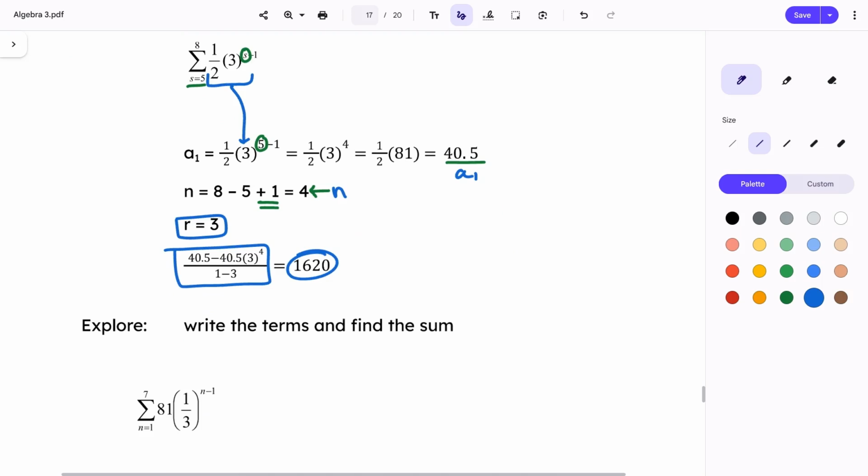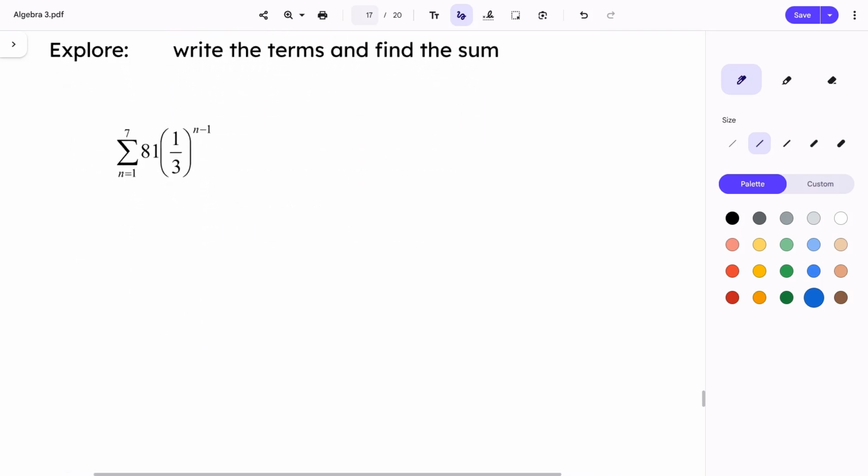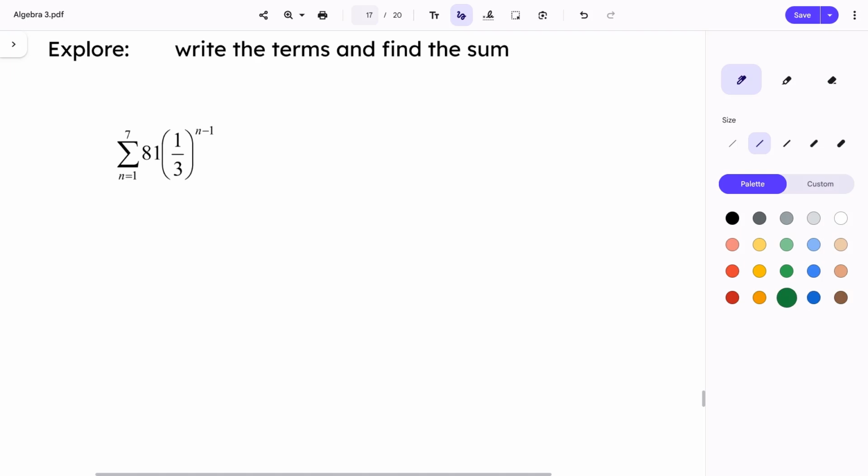Okay, so let's do another one here. Let's talk about what A1 would be. If we evaluate this summation at 81 times 1/3 raised to the 1 minus 1, because you plug in your lower limit, it's actually going to cancel out to 1, and it's going to be just 81. Anything raised to the 0 power is just 1. So 1/3 raised to that 0 exponent becomes a 1, times 81 is 81.